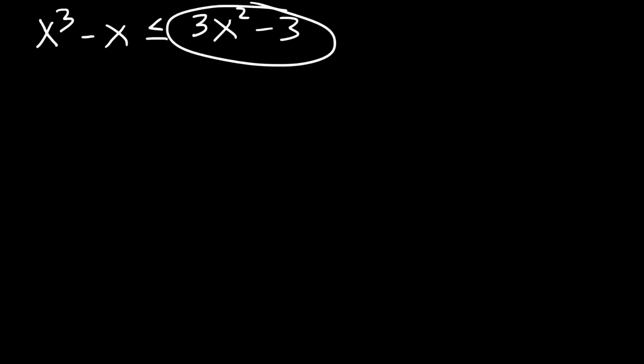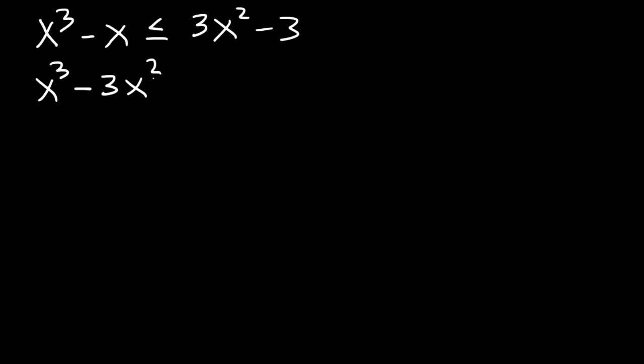Let's try another example. x cubed minus x, and let's say it's less than or equal to 3x squared minus 3. So go ahead and solve this particular polynomial inequality. What I'm going to do is take everything from the right side and move it to the left side. And make sure you write it in standard form. So it's going to be x cubed minus 3x squared minus x plus 3, and that's less than or equal to 0. Now, we need to factor by grouping.